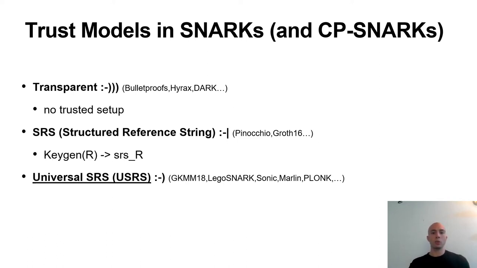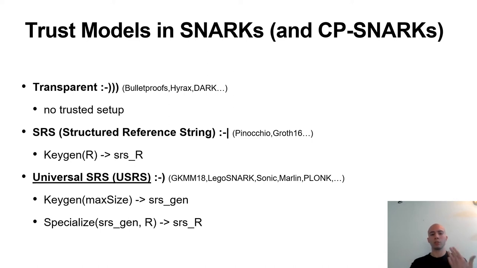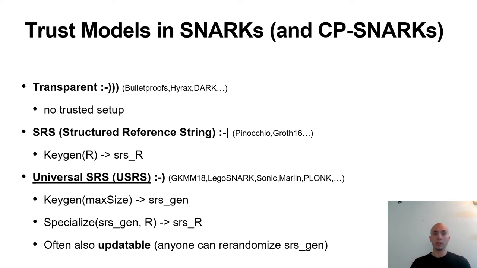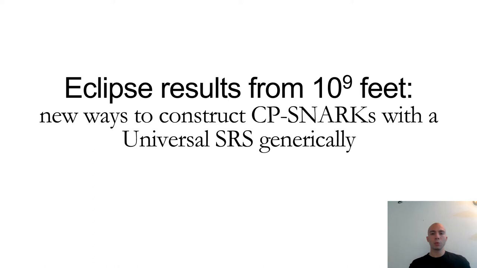And then we have settings where this string depends only on some type of bound on the size of the relation, and then can usually be specialized deterministically depending on the relation. And this is the setting we're going to care about. Often this property is also paired with updatability, which is very useful. We are now ready to state our results.